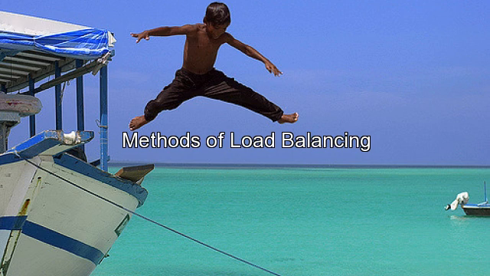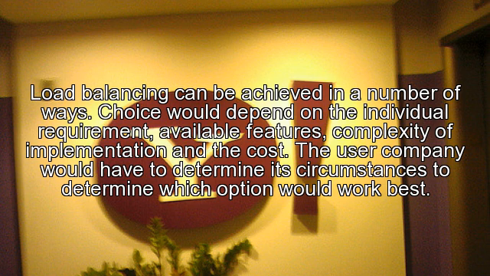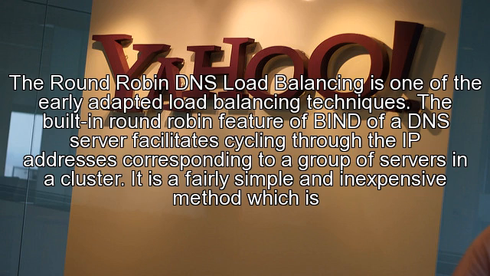Methods of load balancing. Load balancing can be achieved in a number of ways. Choice would depend on the individual requirement, available features, complexity of implementation and the cost. The user company would have to determine its circumstances to determine which option would work best. The round-robin DNS load balancing is one of the early adopted load balancing techniques. The built-in round-robin feature of BIND of a DNS server facilitates cycling through the IP addresses corresponding to a group of servers in a cluster.